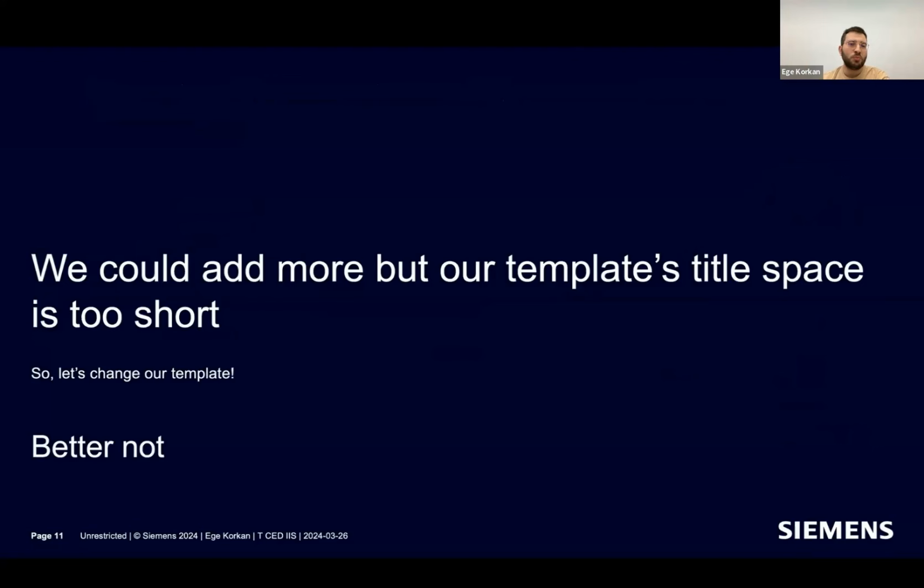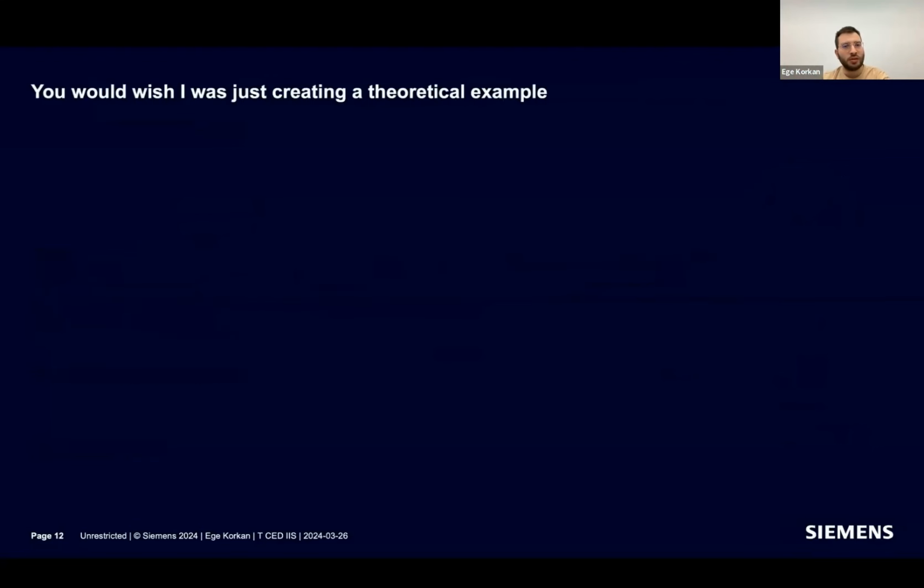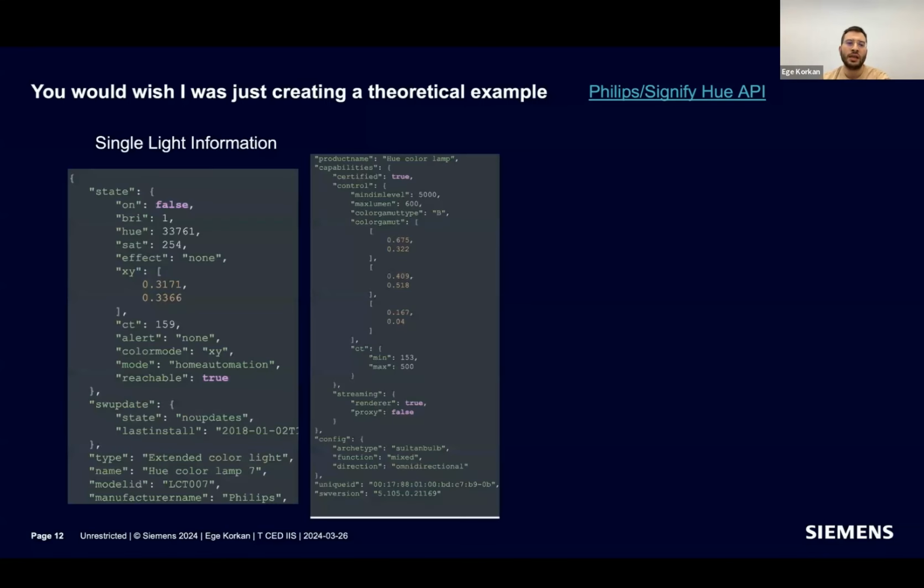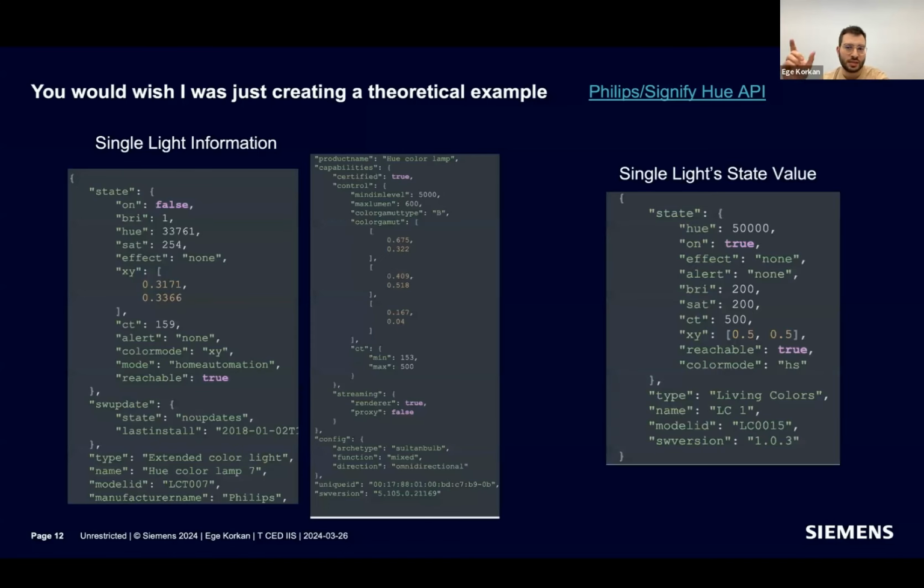And maybe you are thinking that it's a theoretical example or that it doesn't happen in real life. But actually, if you ever use Philips Hue or Signify products at your home, it has an API, an HTTP API in this case, and you will see that there is a lot of data being exchanged. So if you just want to get some light information or just the state of the light, you will get a bunch of data.